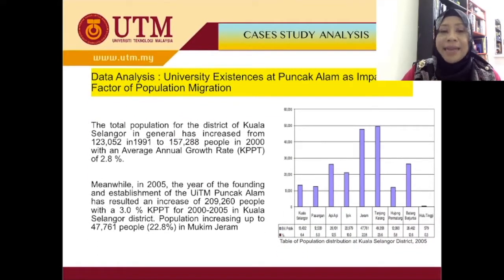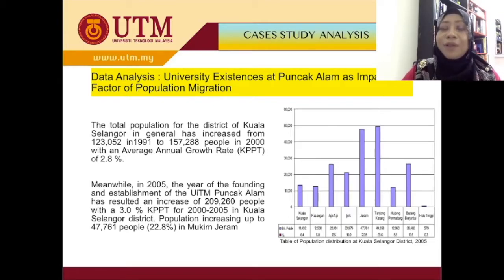For my case study analysis, we go for data analysis of the university's existence impact for the factor of population migrations. In the general area of Kuala Selangor, it had increased from 123,000 in 1991 to 157,000 people in 2000, with an average annual growth rate by the KPPT of 2.8%.